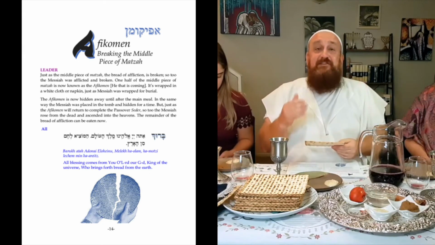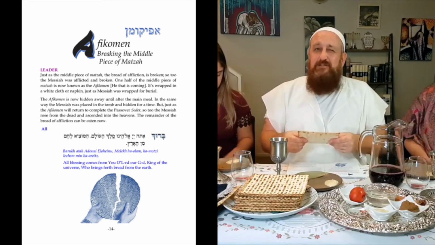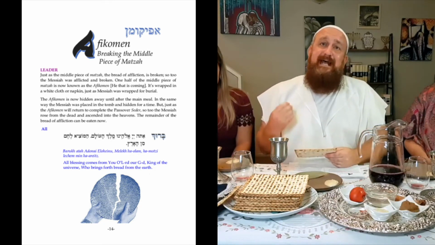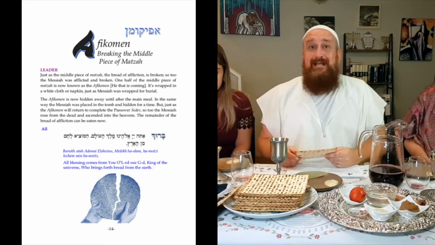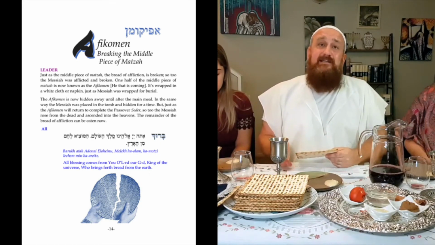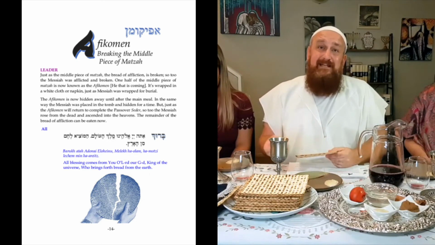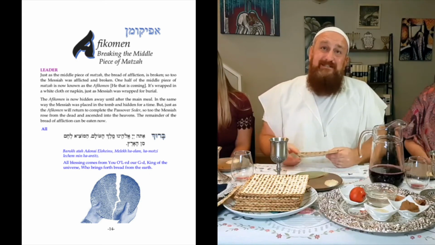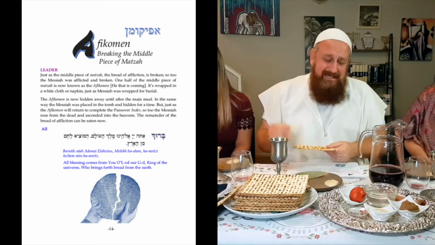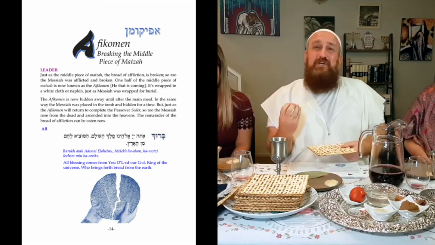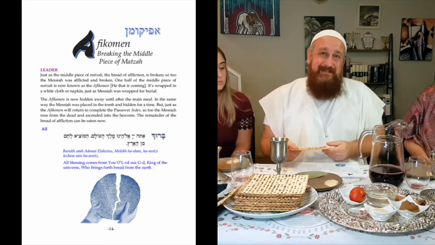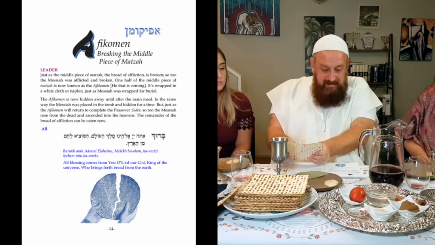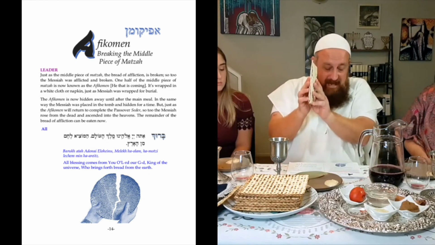You'll notice that at the top of this page, we are now going to call this bread something new. When it's broken, it now becomes the bread called aphikomen. Now this is a Greek word that came into the Passover Seder in the 400-year period after the Hellenization of the known world, when the Greeks took over the world. And this word, aphikomen, is very interesting because it quite literally means coming one, or the one who has come. Isn't that interesting? Just as the middle piece of matzah is broken, so too the Messiah was afflicted and broken.